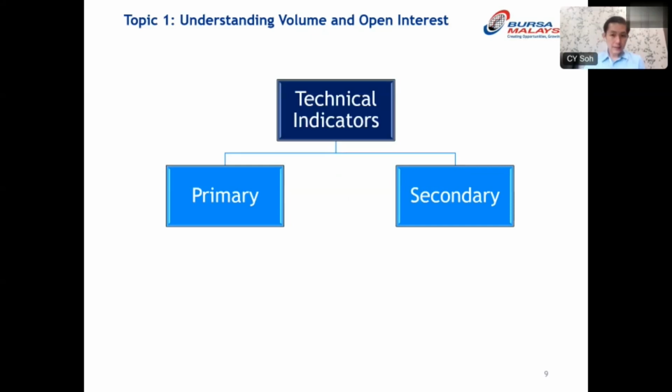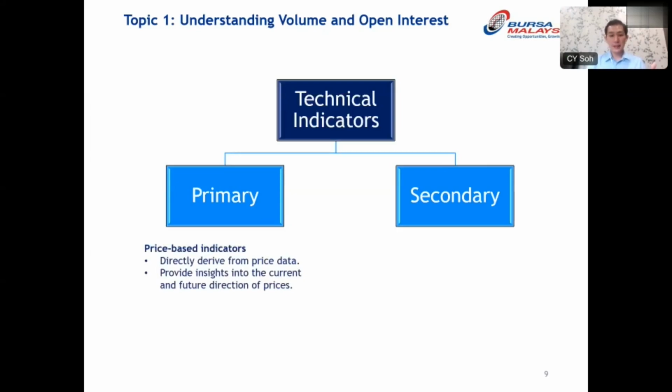In technical analysis, in trading, there are important things that we look into first, and there are also things that are not so important. We look at those at a later stage. So in technical indicators, there are primary indicators and secondary indicators used to analyze market data and make trading decisions. Primary indicators, also known as price-based indicators, are directly derived from your price data, your open, high, low, and close prices. They provide insights into the current and future direction of prices.